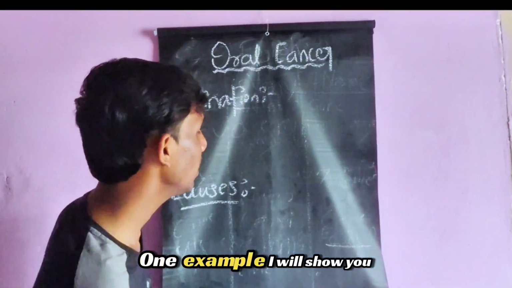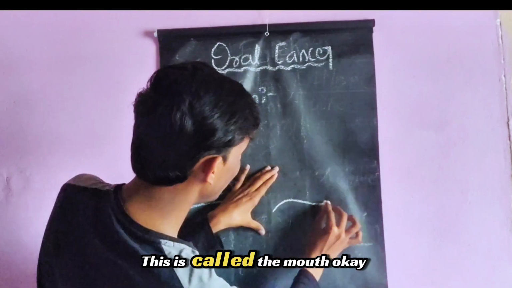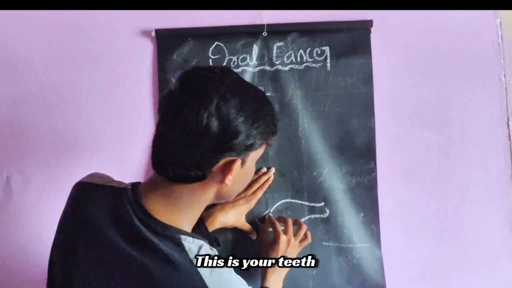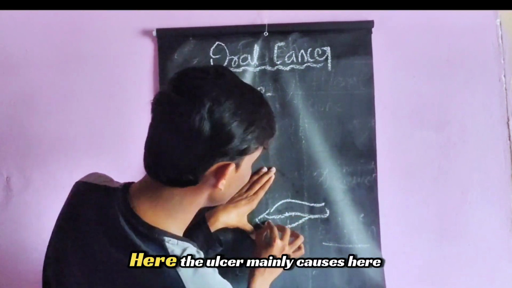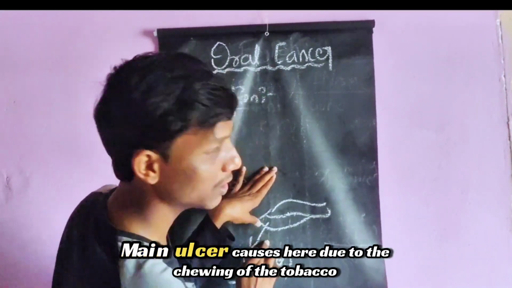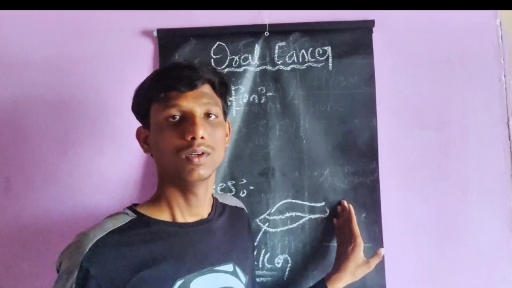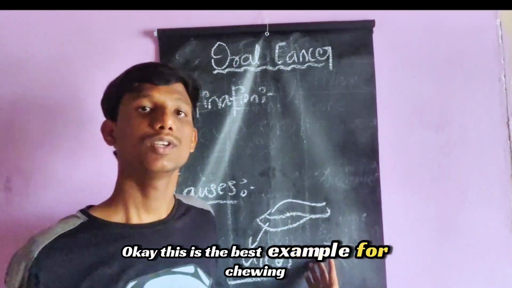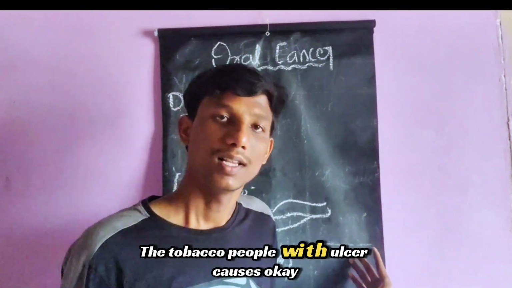Okay, one example I will show you. This is the mouth. This is your teeth. Here the ulcer mainly occurs. The main ulcer occurs here due to the chewing of tobacco. This is the best example of people who chew tobacco, where an ulcer occurs.